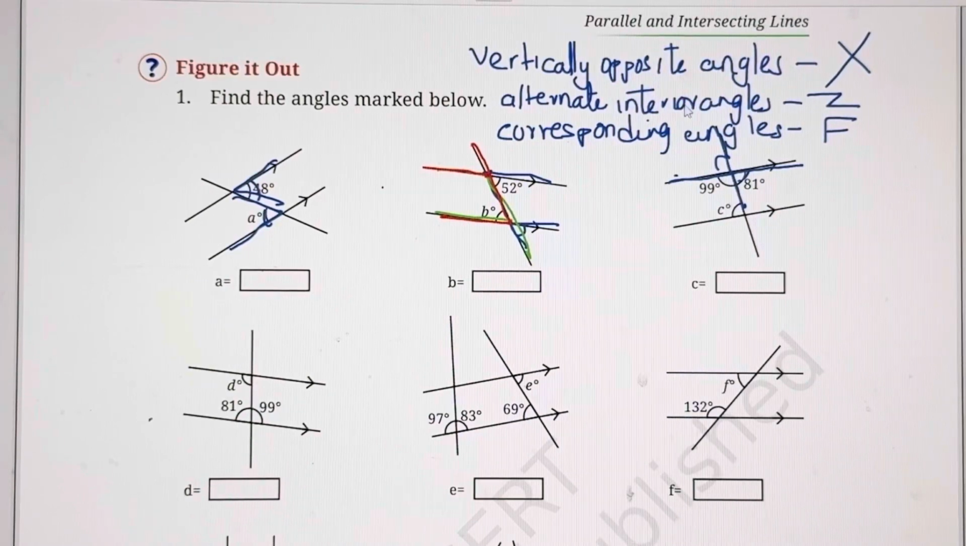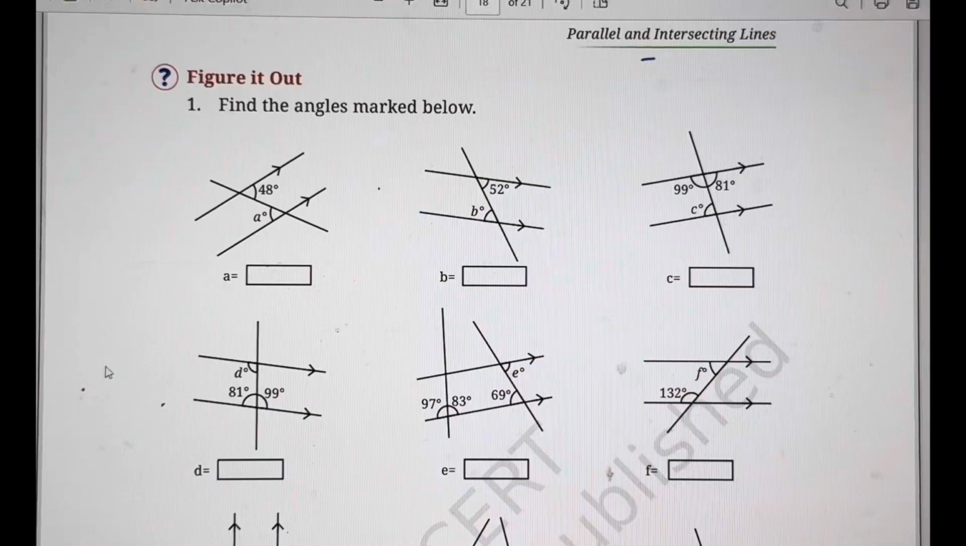So first you should remember these 3 symbols. For vertically opposite angles, identify X. For alternate angles, identify Z. For corresponding angles, identify F. Now based on this knowledge, we'll solve the figure it out exercise. Question number 1, find the angles marked below. First remember the letters which we just learnt.